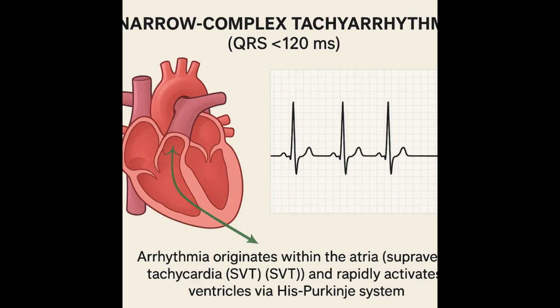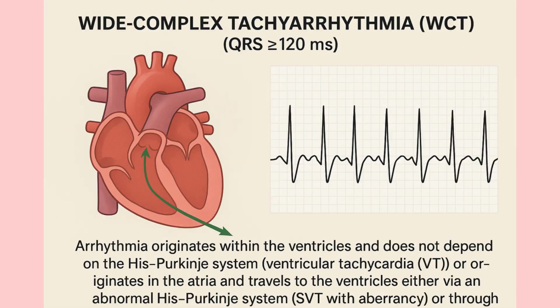The narrow complex tachyarrhythmia, in which the QRS complex is less than 120 milliseconds, in this the arrhythmia originates within the atria and rapidly activates the ventricle via the His-Purkinje system. Whereas in wide complex tachyarrhythmia, in which the QRS complex is more than 120 milliseconds, the arrhythmia originates within the ventricle and does not depend on the His-Purkinje system. However, sometimes it may originate in the atria and travel to the ventricle either via an abnormal His-Purkinje system or through an accessory pathway.